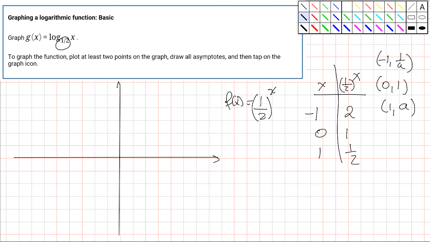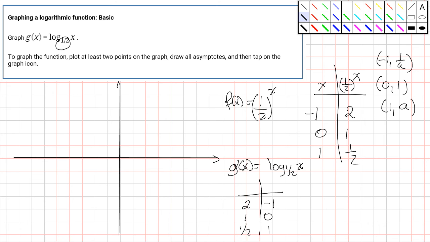So what we say is that if we have the points, I'm going to call this one g of x equals the log base 1/2 of x, that means that the points for this function must be (2, -1), (1, 0), and (1/2, 1). Now notice that they are not in order, but we can easily arrange them in order.